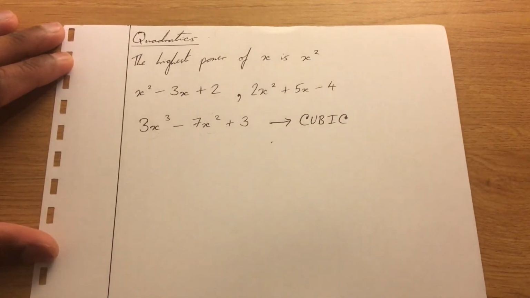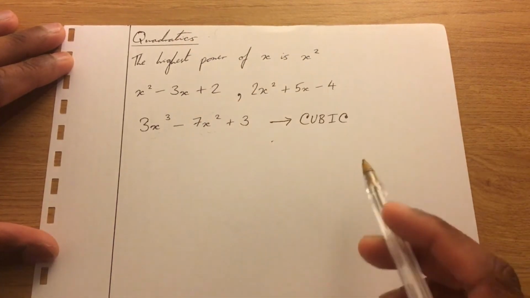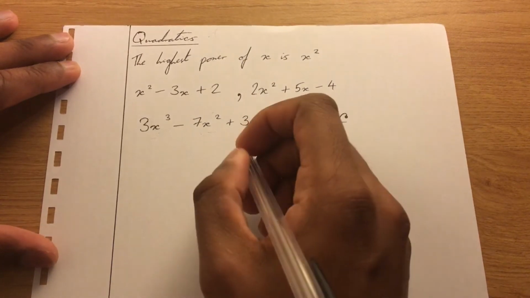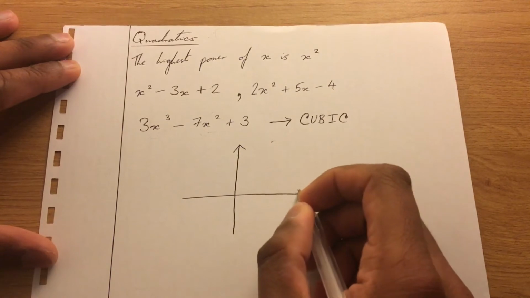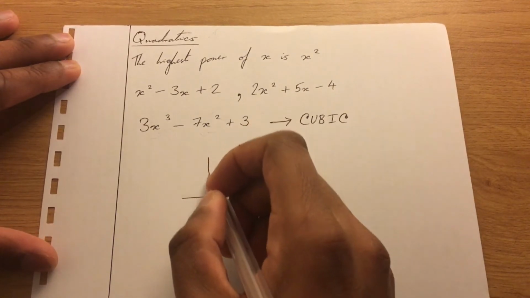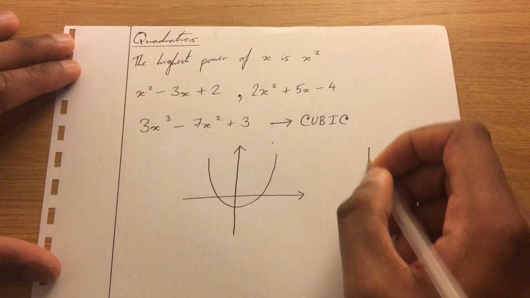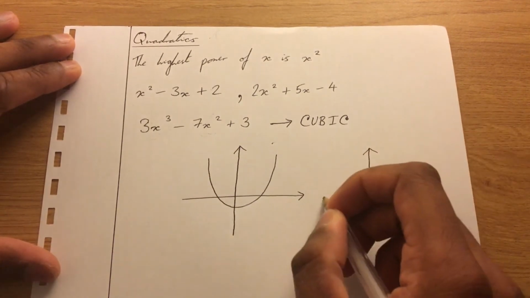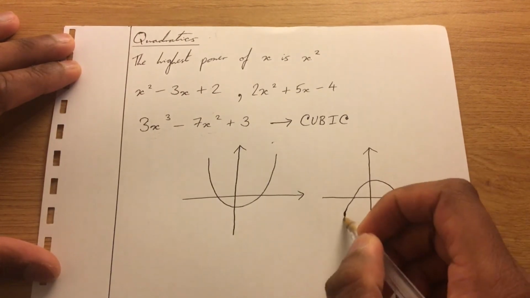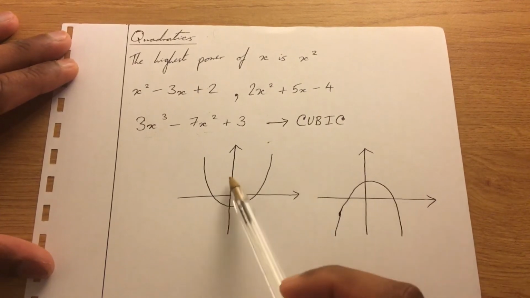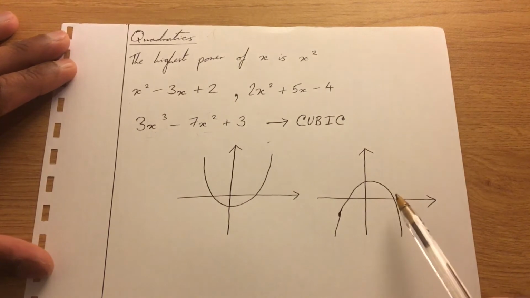Okay, so the typical shape that a quadratic equation would have on a graph is what we call a parabola, which you might have seen in class as either a smiley face looking like that, or you could have a frowny face which looks a bit like this. So those are the two typical shapes that you would usually see for a quadratic equation.